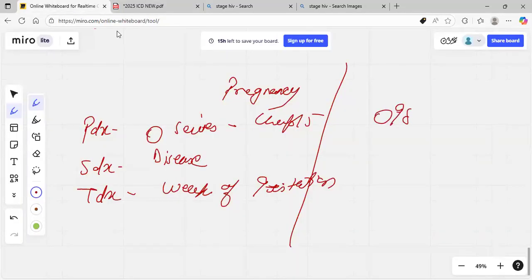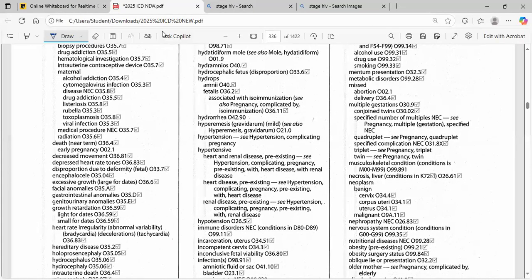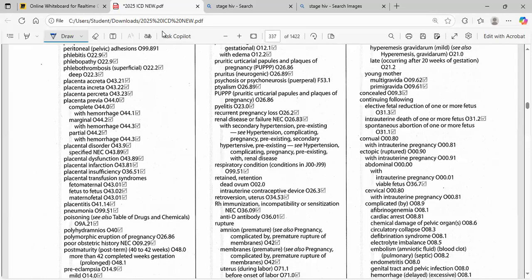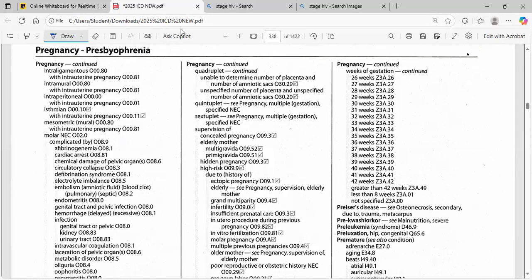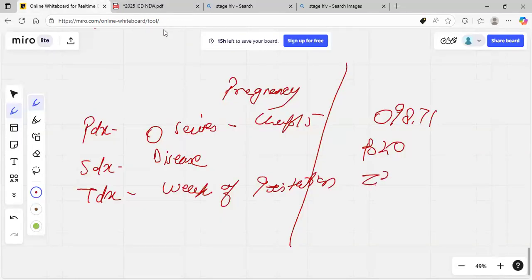So your primary code should be O98.71. Then your secondary code should be for the disease. Let's say the patient has symptomatic HIV, so your second code should be B20, followed by the week of gestation. To find the code for the week of gestation, you refer to pregnancy, and under pregnancy you refer to weeks of gestation. Let's say the patient is 29 weeks pregnant. So your third code should be Z3A.29.